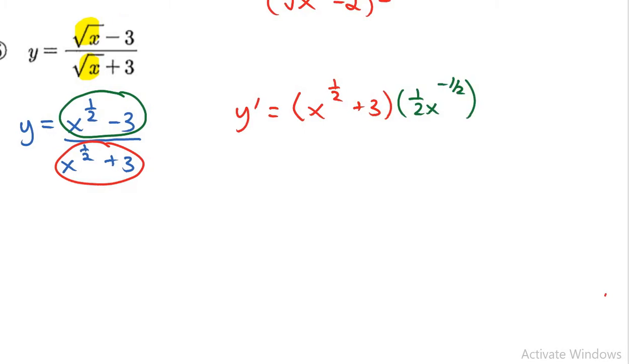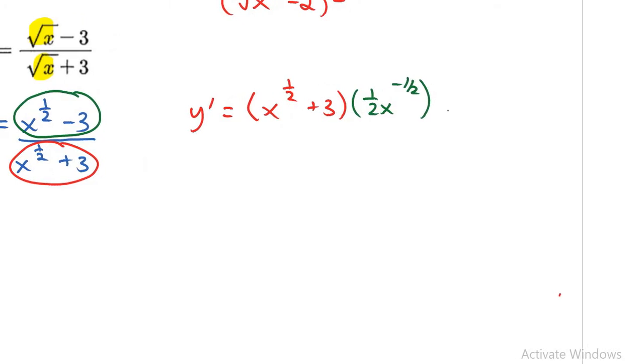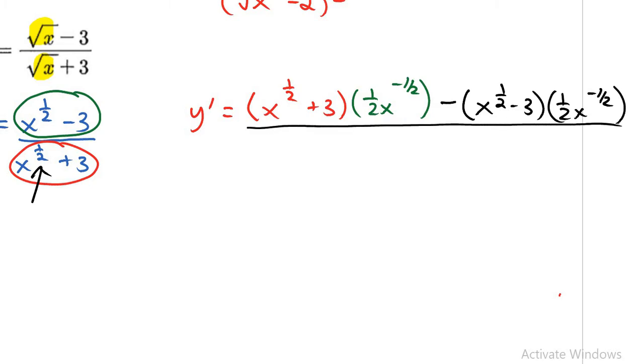Let me just get a little bit more space over here. And then we need to subtract the numerator, which is x to the 1/2 minus 3, times the derivative of the denominator, and the derivative of the denominator here is just 1/2 x to the power negative 1/2. Close the bracket, and then we take the denominator and square the whole expression. Okay, so that is the derivative, and let's clean this up by rewriting the powers back into their radical form. All these expressions highlighted in yellow, I'm going to rewrite in terms of a radical now.